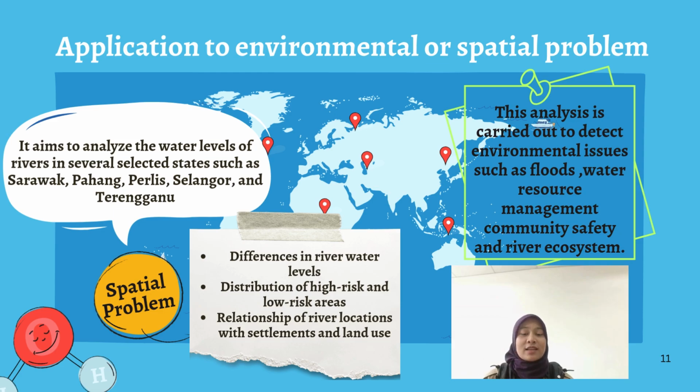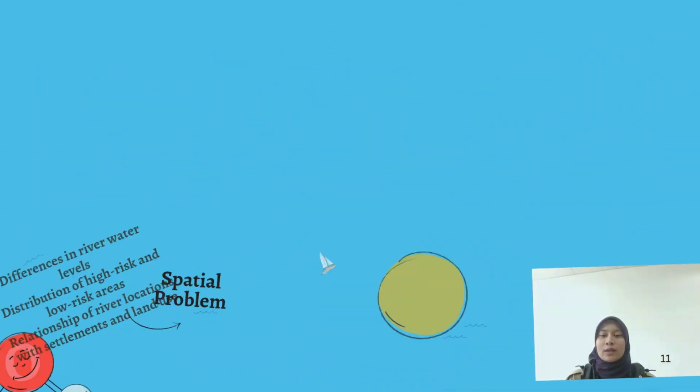This analysis is carried out to detect environment issues such as floods, water resources management, community safety, and river ecosystem. For spatial problem, you can see differences of river water level, distribution of high risk and low risk areas, and relationship of river location with settlement and land use.